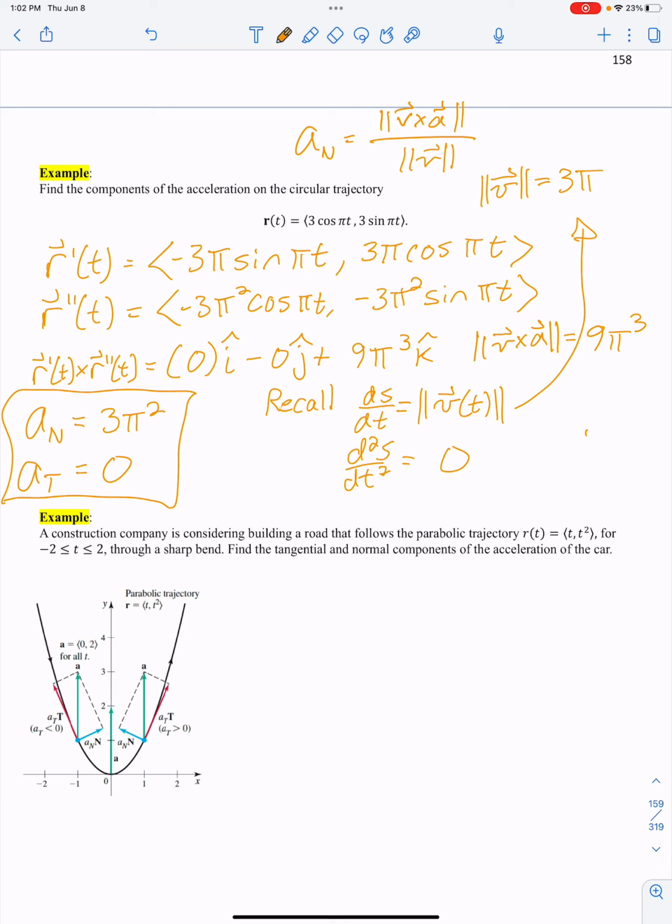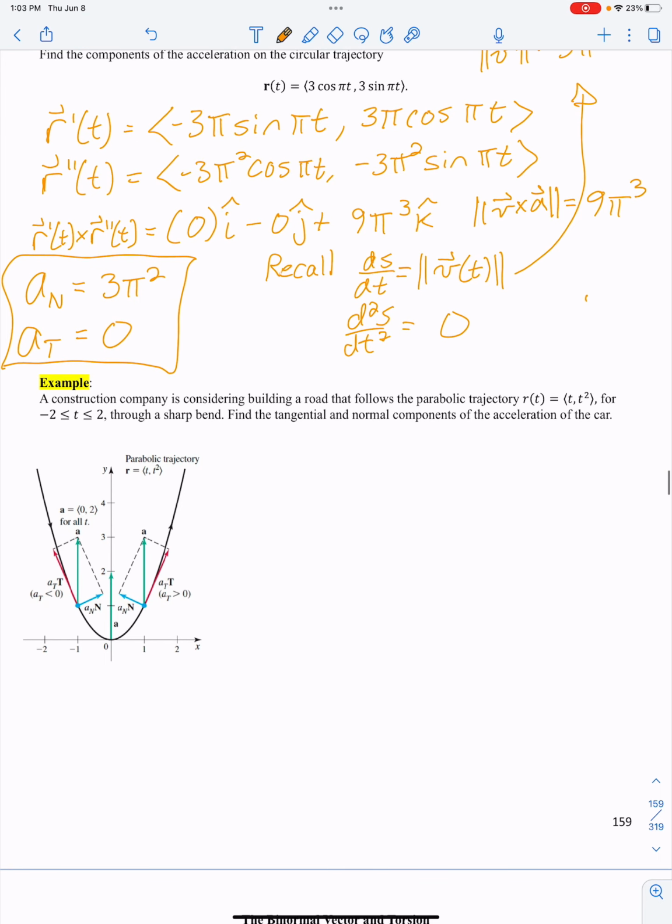So there are our two answers. All right, we got one more example of this. A construction company is considering building a road that follows the parabolic trajectory of that curve. There's the picture there. For x from -2 to 2, through a sharp bend, find the tangential and normal components of the acceleration of the car. You can see how that works there. We have acceleration in the green, and then we have our components in blue and red that tell us each one.